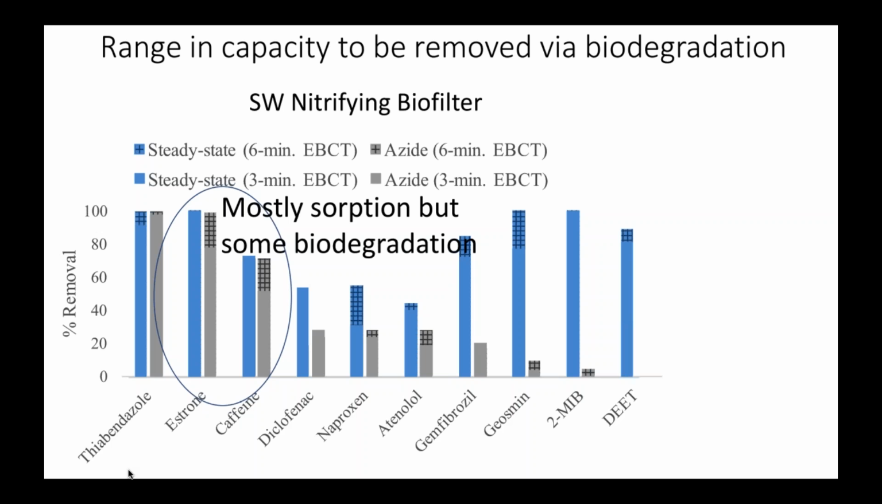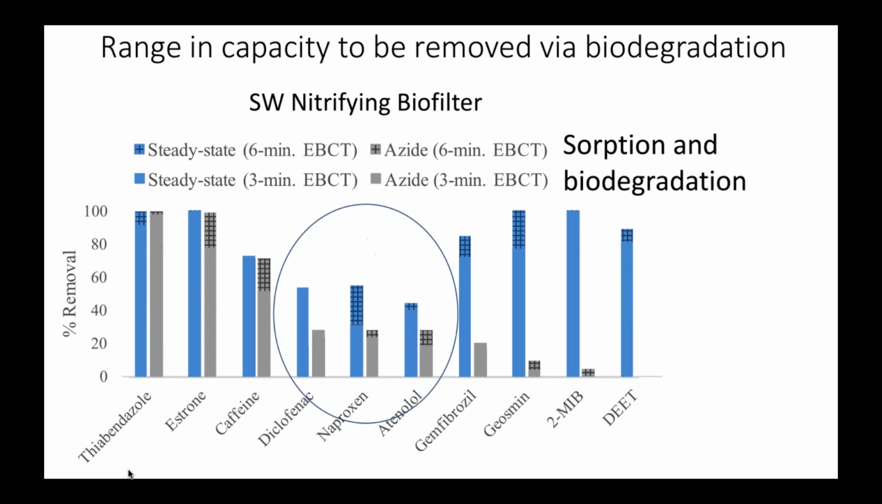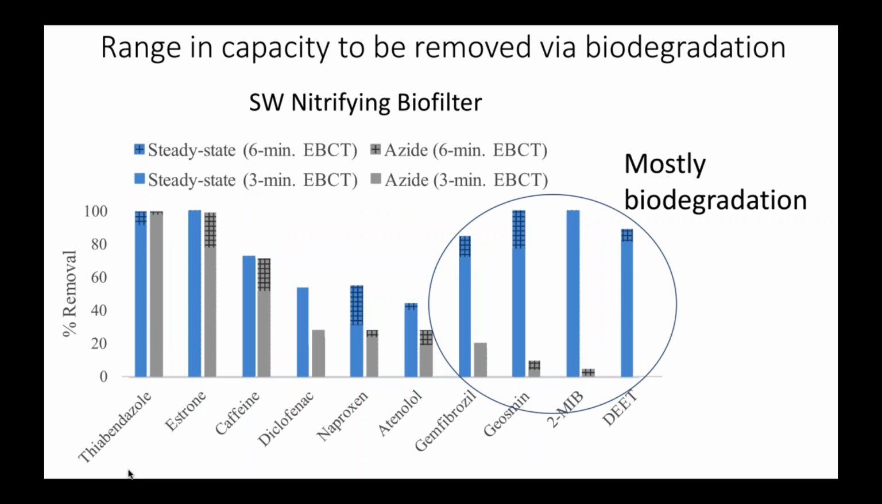The second category was estrone and caffeine, which was mostly through sorption, but some biodegradation. The third group was diclofenac, naproxen, and atenolol, which were removed both by sorption and biodegradation. And the fourth group were gemfibrozil, geosmin, 2-MiB, and DEET, which were removed mostly via biodegradation.